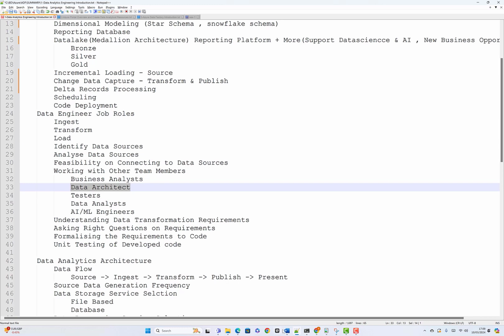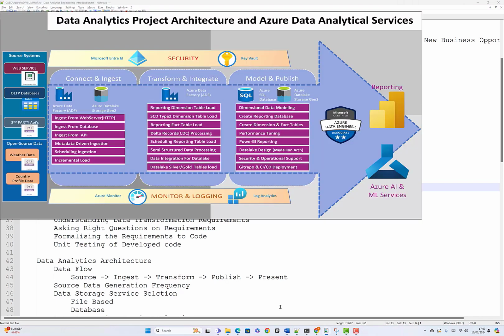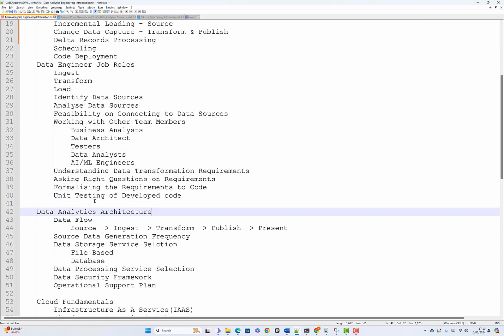Probably the architecture that we have done here, this picture, giving this picture is the responsibility of the data architect, because choosing the technology in each of the layers and how these technologies will work together, all of those are the responsibilities of the data architect. Testers are the ones testing the code that we have developed. Data analyst, I don't think I need to explain that one.